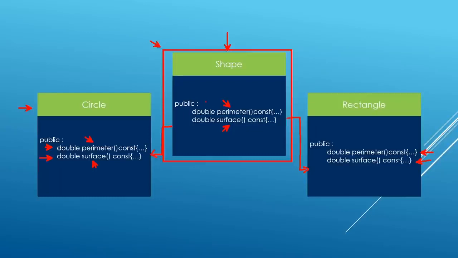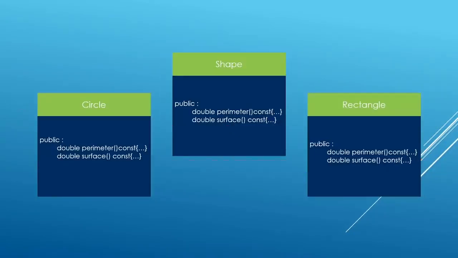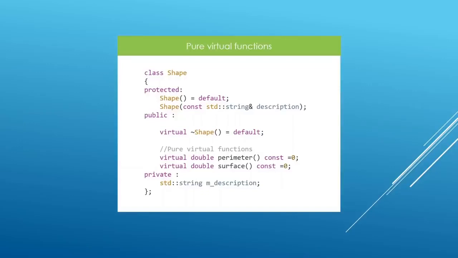The meaning for this base class is just to be an idea or a representation of a shape without really going into the concrete implementation of how that shape really works. Hopefully this makes sense. So let's see how we can do this in code. Here we have a simple class, which is going to be our shape class. We are going to have two virtual functions: the perimeter function and the surface function.